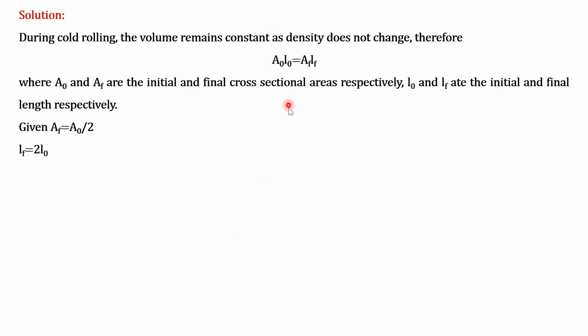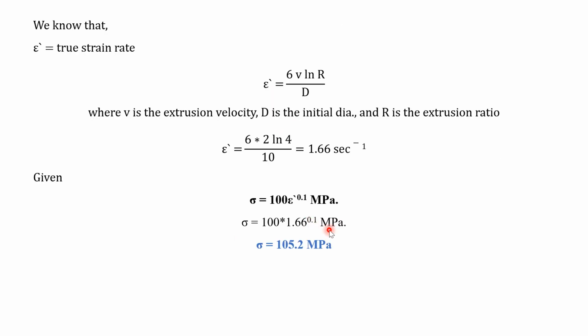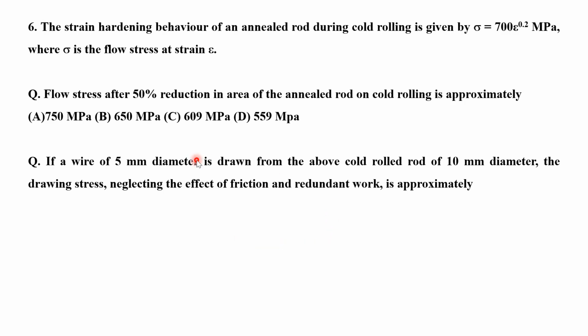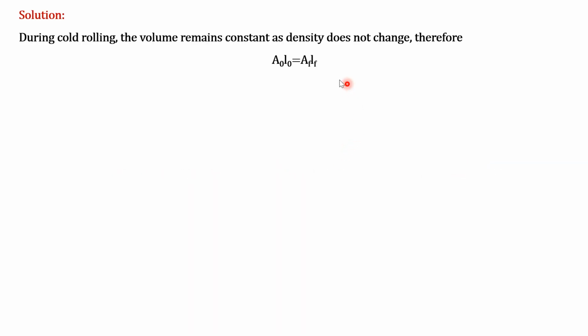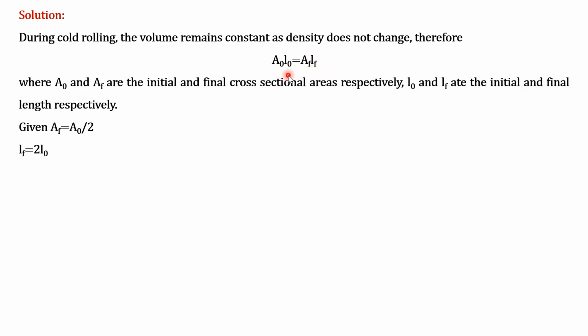Epsilon will be different, right? So initial diameter is how much? Initial diameter is 10, final diameter is 5. So initial area will be pi by 4 into 10 squared, and this will be pi by 4 into 5 squared. So pi by 4 will get cancelled. 100 LF is equal to 25 L0 you will be getting, right?